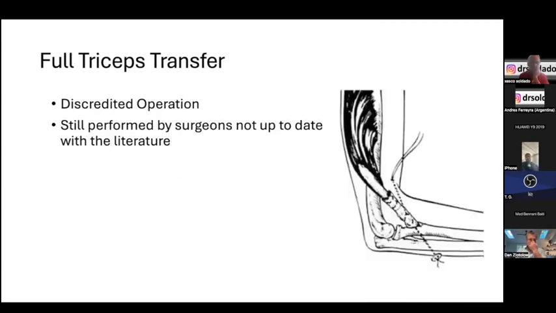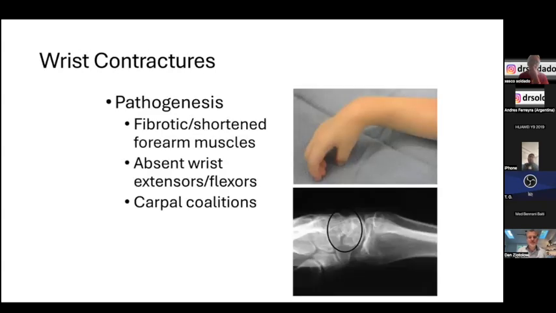And then here's a transfer where you can tell by the age of the drawing that this is really of historical interest only. And it's still performed by surgeons who are not really up to date with the literature. And hopefully no one on this PULM talk will be doing this in the future.